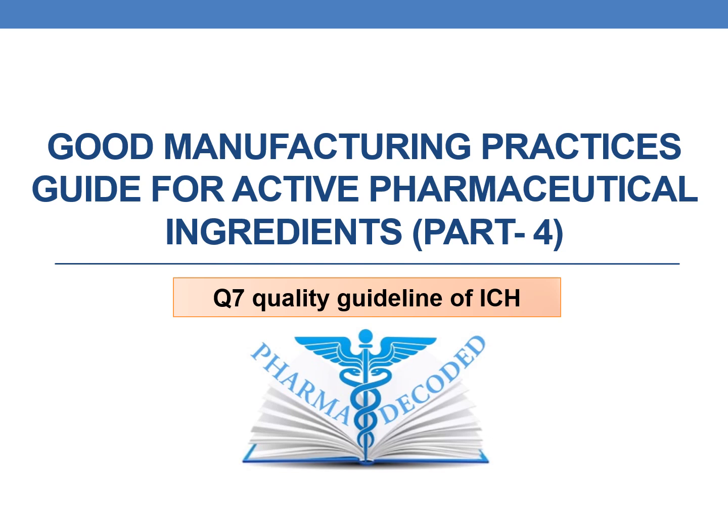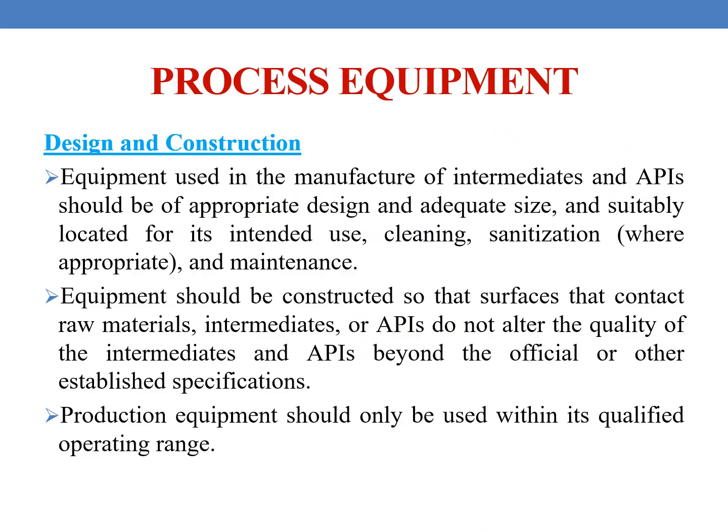Hello everyone, now let us discuss about Good Manufacturing Practices Guide for Active Pharmaceutical Ingredients Part 4. This comes under Q7 Quality Guideline of ICH, and this part is a continuation of Part 3. First, let us discuss about process equipment.